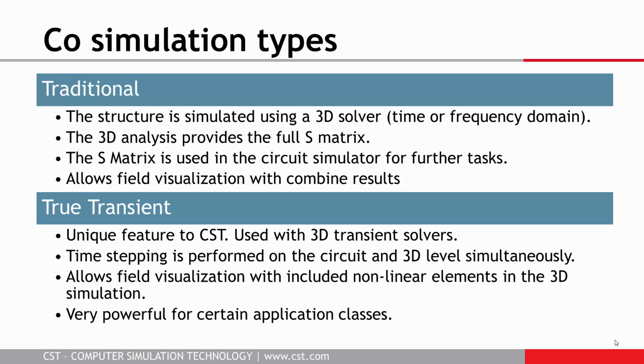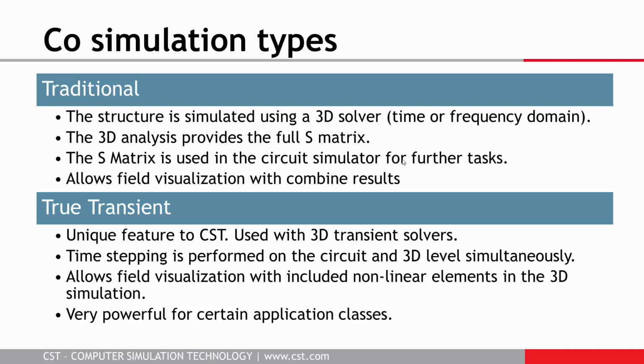Of course, because you are putting the elements right away into the 3D model, it needs to rerun the full 3D model if any component has changed. So this is the true transient simulation. It's pretty powerful for certain application classes, but we will first continue with the traditional co-simulation. Traditional means first the structure is analyzed by the 3D solver in a broadband fashion, then we move on to the schematic, we run the schematic task, and we then are able to obtain also field results using the combined results approach, which I would like to introduce to you.